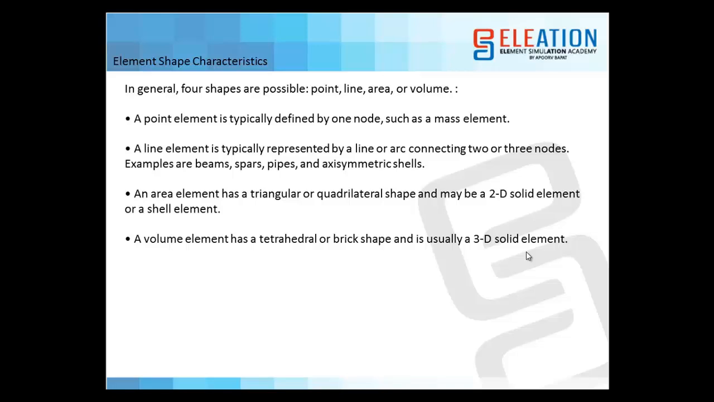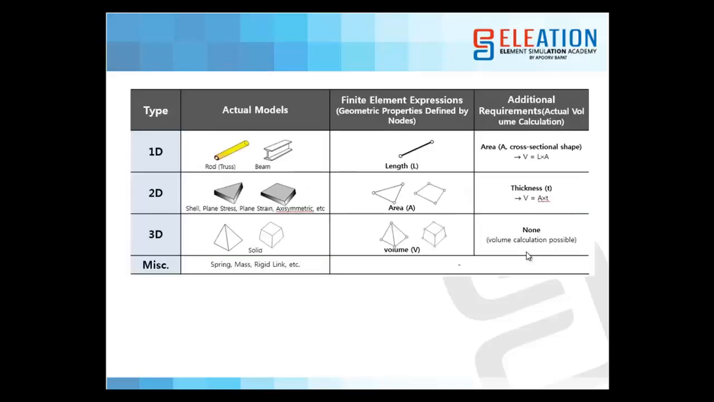Then a volume element has a tetrahedron or a brick shape and is usually a 3D solid element. So if you connect 4 or more nodes to create some volume of the element, those types of elements come under 3D elements. We will see these characteristics in some more detail.